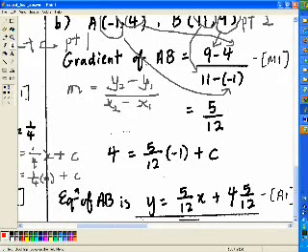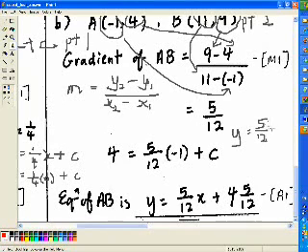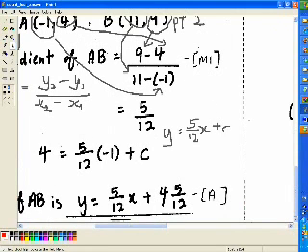Then you write down the equation. You know it's y equals to 5 over 12 x plus c. Okay, since A is -1, 4, so we put -1 and 4 into the equation.